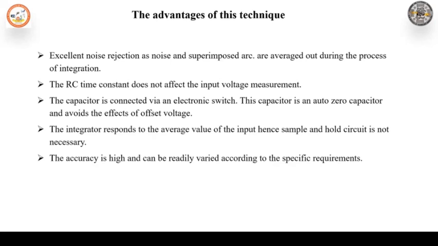The only disadvantage of this type of DVM is slow speed. That's all about the advantages and the only one disadvantage of this.